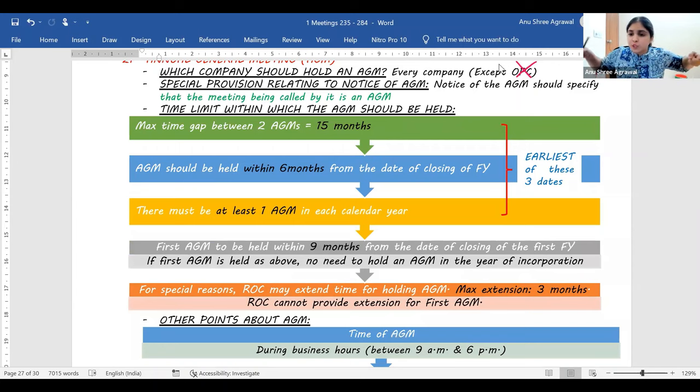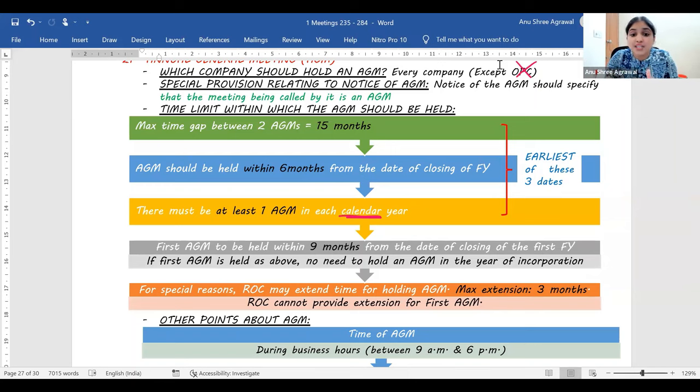Number 1, between 2 AGMs, maximum gap 15 months. Number 2, whenever the financial year ends, within 6 months we have to hold the AGM. Number 3, each calendar year, we have to hold 1 AGM. So between 2 AGMs, gap 15 months. Then we have to hold the AGM within 6 months from the end of the financial year. And number 3, we must have 1 AGM in every year. So of the 3 time limits, we will pick whichever is the earliest. In case we are not able to hold it within this time, we can go to the ROC.